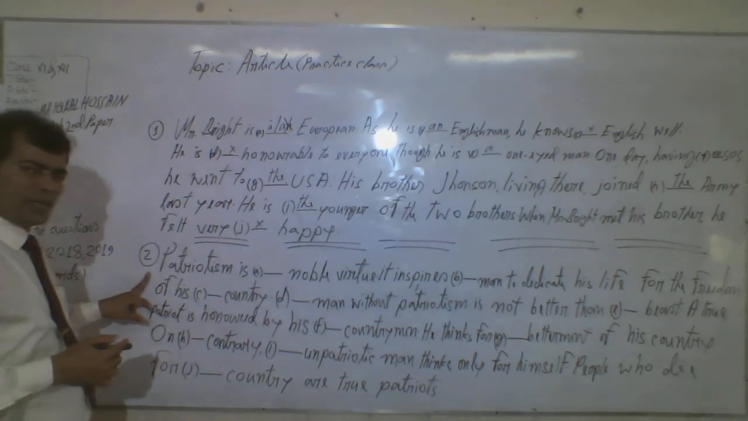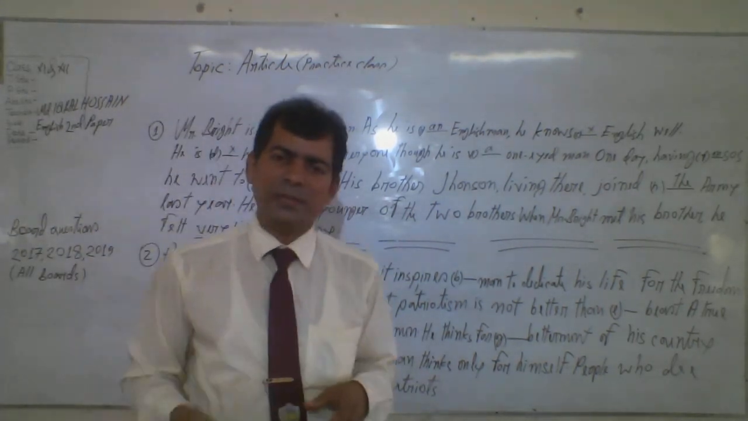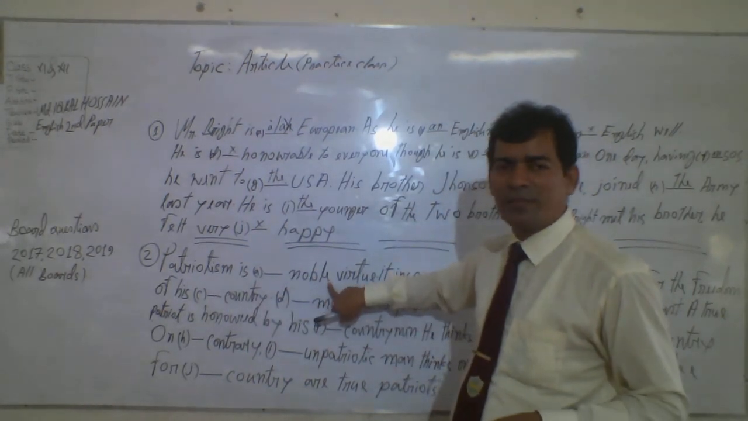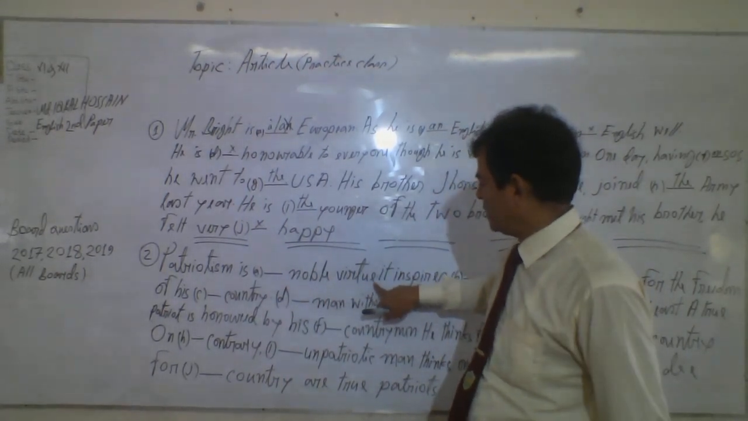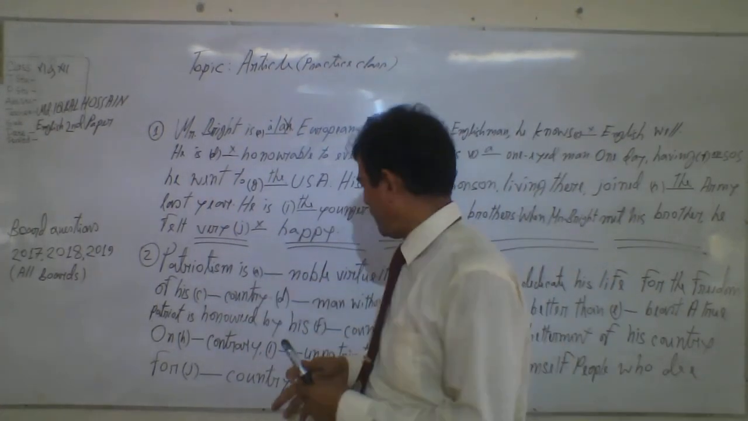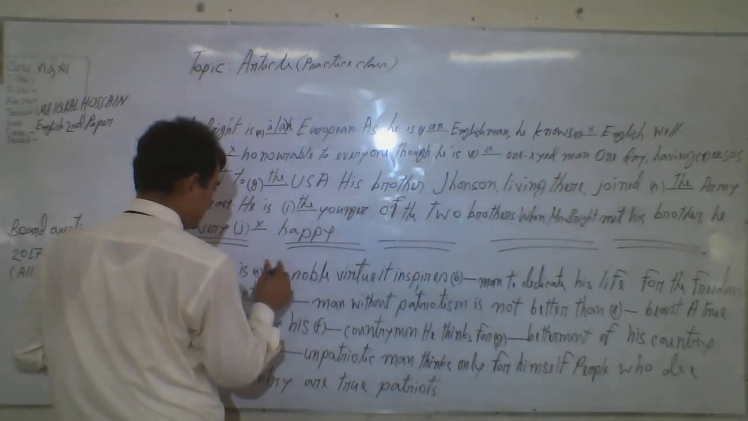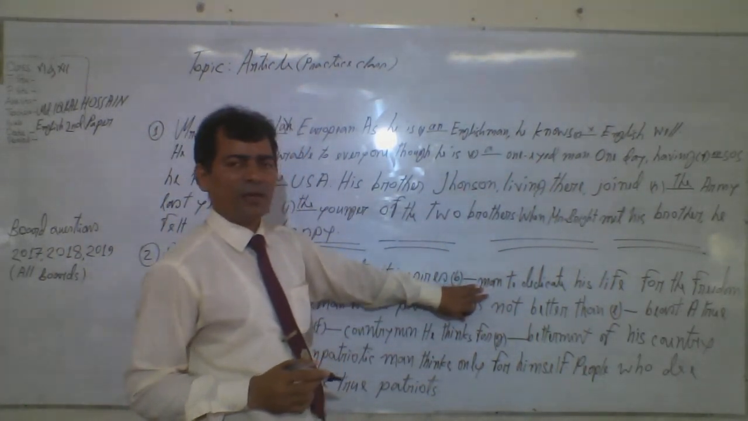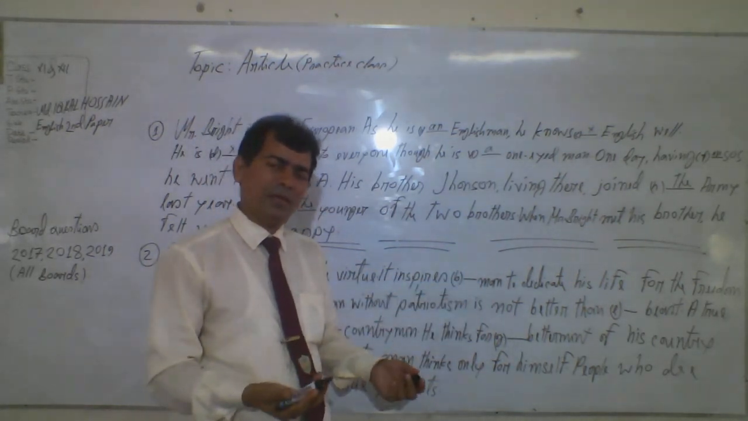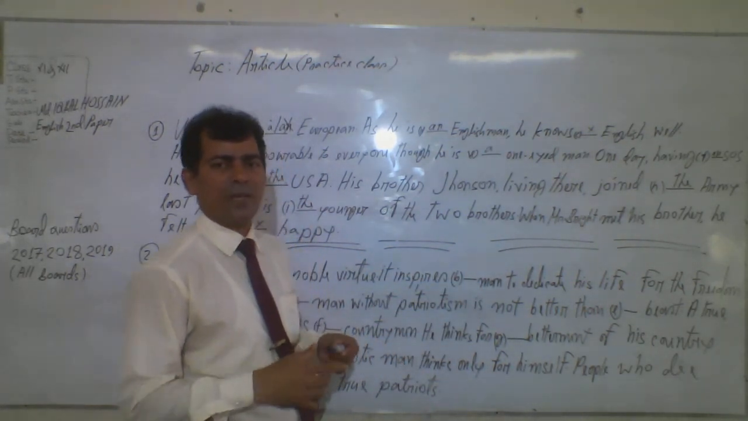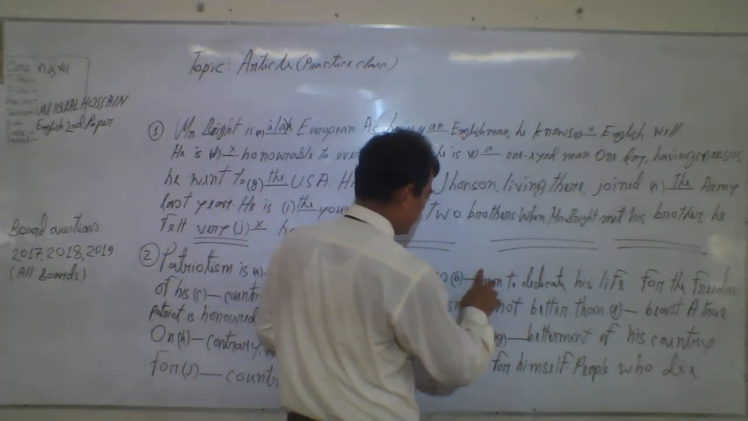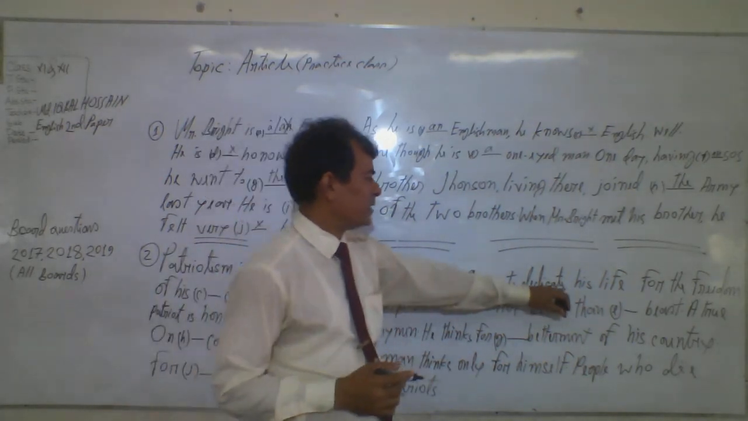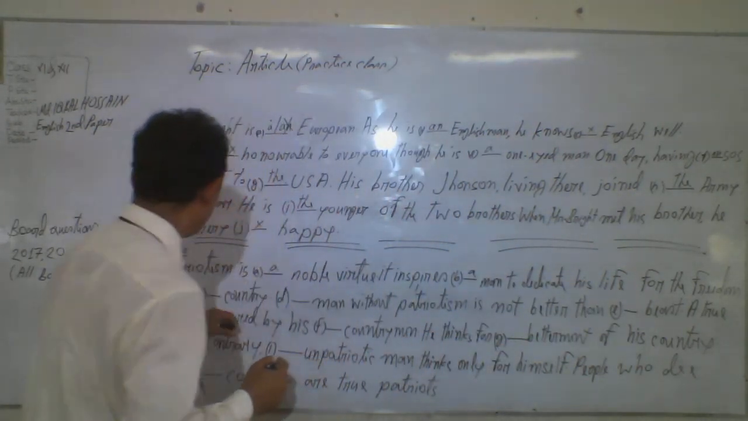Again, now let's see passage number 2, please. Patriotism is a noble virtue. "Noble" is an adjective. If after an adjective there is a noun, we need to use a or an. Since there is no noun before it, we need to use "a noble virtue." It inspires a man. We need to use either "a man" or "the man," but here we cannot use "the" because it is not definite. So we need to use an article as a determiner.